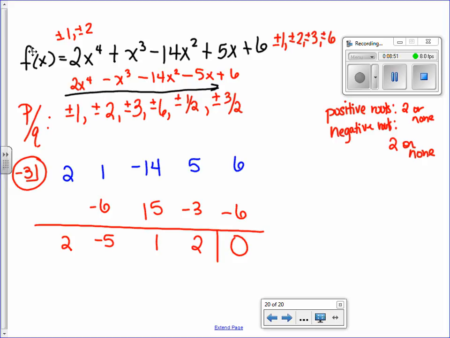6 doesn't work. Because we could rewrite this and do all new P's and Q's, and they're going to be the same P's and Q's as these, except what can we leave out? Not just 6. We leave out 3, right? And the 3 halves. Yeah, those are out.